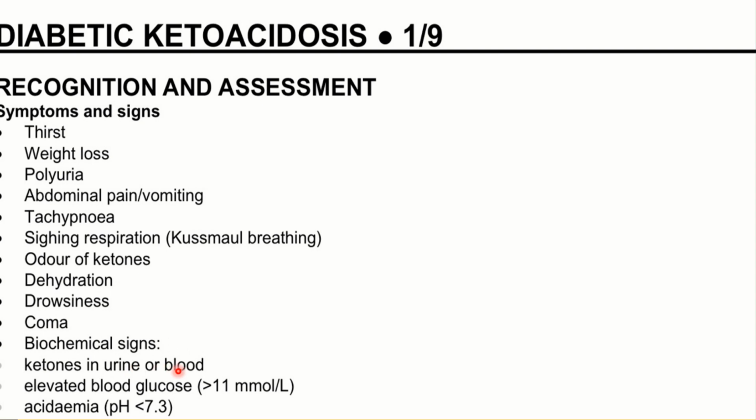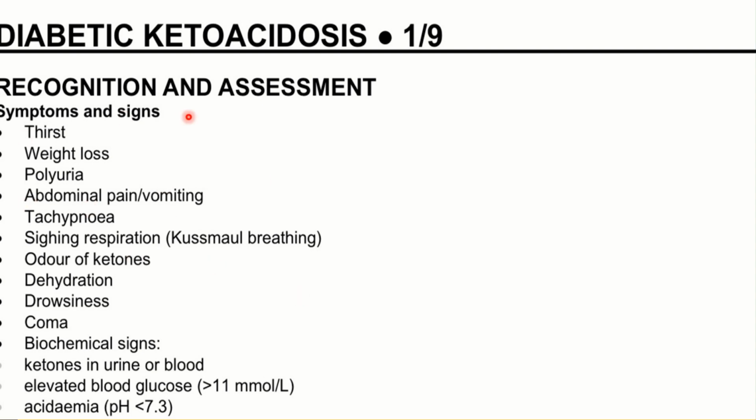There will be ketones in urine or blood, elevated blood glucose more than 11 millimole per liter. There will be acidemia, that is acidosis, less than 7.3. These are the features. So not necessarily that the patient will present with all these features. Also in the question, sometimes they only pinpoint some of the features.